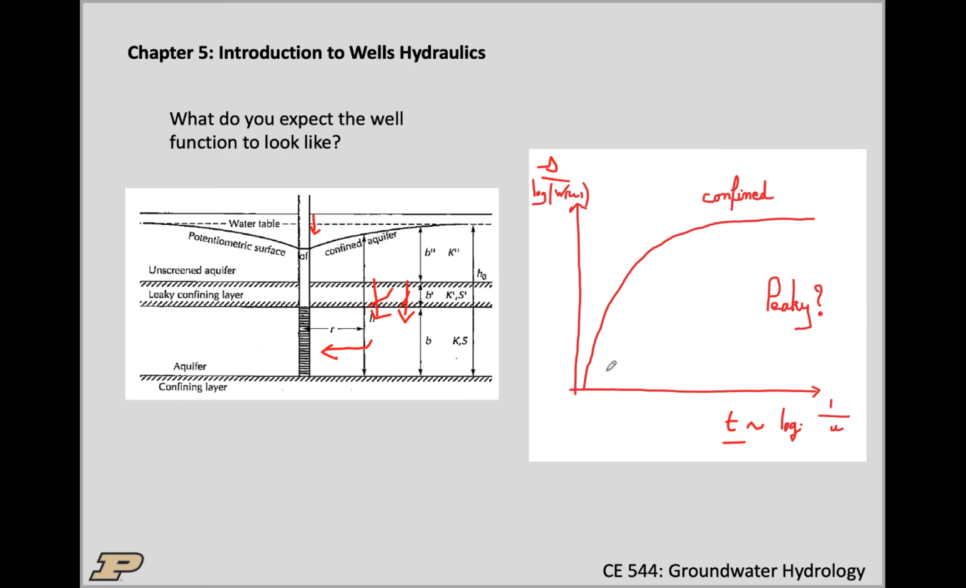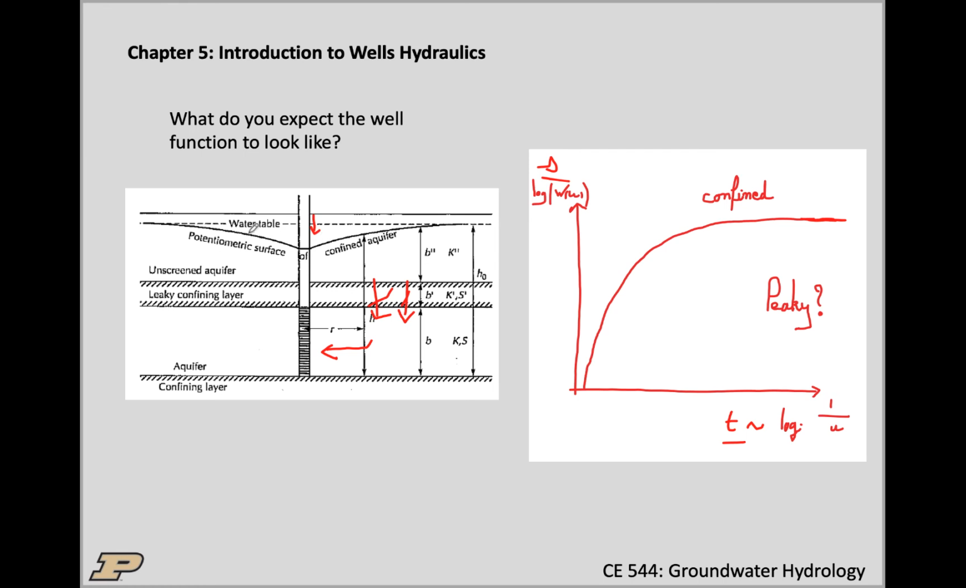Now, at the beginning, obviously we're sucking a bunch of water, so it goes down fast, and at some point it stabilizes, and then the steady state is somewhere down there. After a long time, everything stabilizes, and there's no more change in the drawdown. That's our stable level in the well.